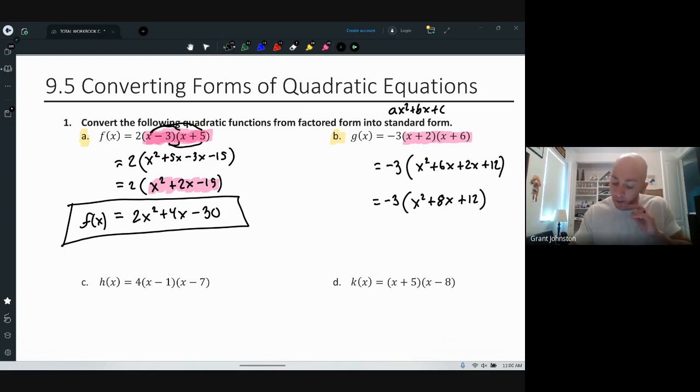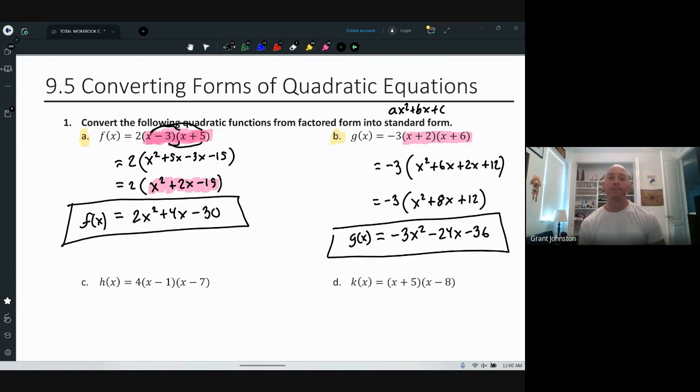And then multiply the negative 3. In other words, distribute the negative 3. That'd be negative 3x squared minus 24x. And then negative 3 times 12 is negative 36. So minus 36. And let me just write the g of x here. There we go. Now it's in standard form. So that's all it is. Just distribute those parentheses, those binomials in the parentheses, and then multiply it by that leading coefficient, and it'll be in standard form, just like that.